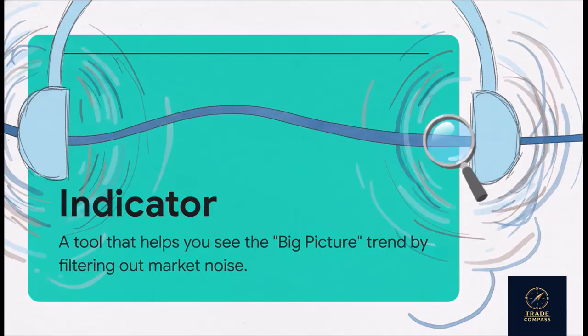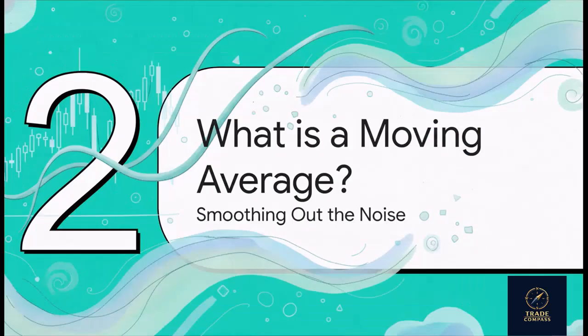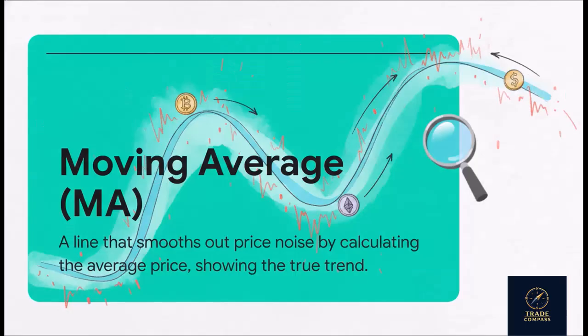Well, it's something called an indicator. I want you to think of an indicator like a pair of noise-canceling headphones for the market. Its whole job is to filter out all that distracting short-term noise so you can finally hear the music, the real underlying trend. And the very first indicator we are going to master is one of the most popular, most powerful ones in all of trading, the moving average. And yeah, as you can probably guess from the title here, its entire job is to smooth out all that noise for us. So what in the world is it?